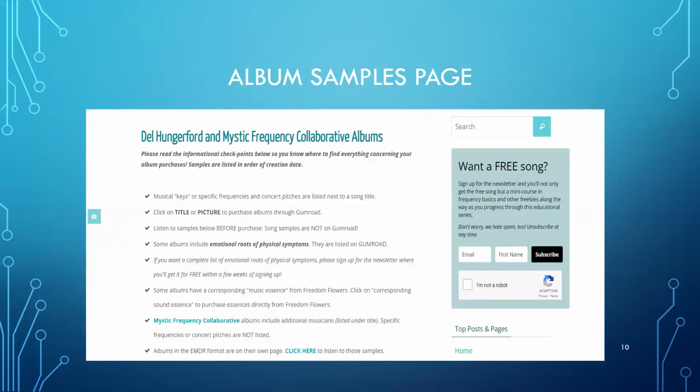Love the playing. On the album samples page, you're going to notice a couple of things here. If you get on there, there's the little link on the left-hand side to the YouTube channel. And then when you sign up for the newsletter, not only do you get a free song, you get a whole bunch of freebies all along the way, including the Emotional Roots of Physical Symptoms chart. The longer you stay subscribed, the more free stuff you get. And I only announce specials to the newsletter people.